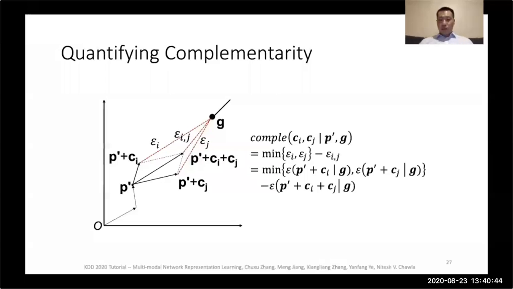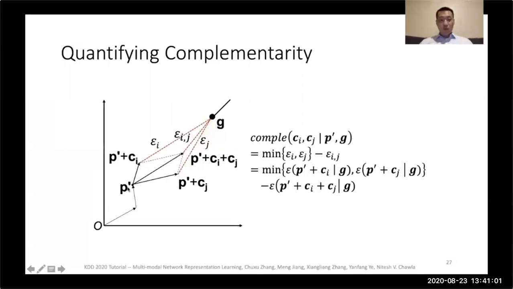Once we are able to learn the representation of the context items of the plan and the goal itself, then we can measure the complementarity of a component CI and component CJ in a plan toward a goal, right?